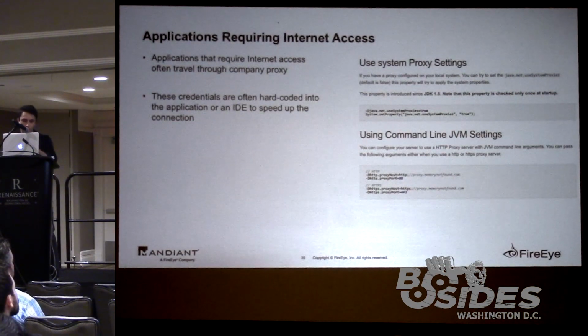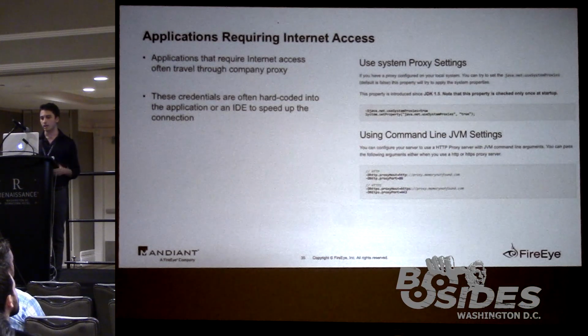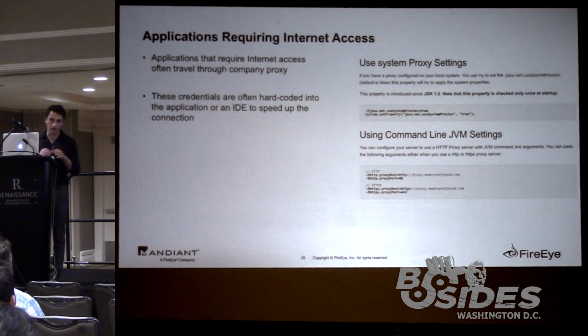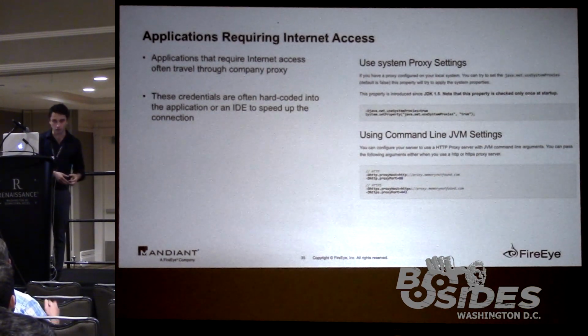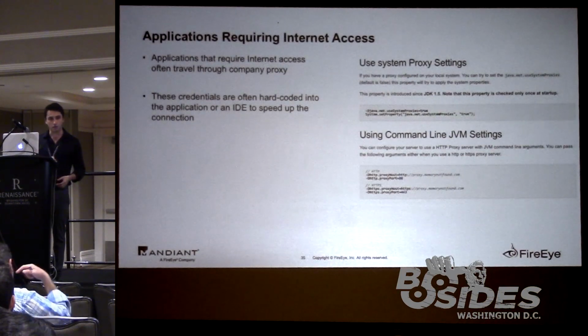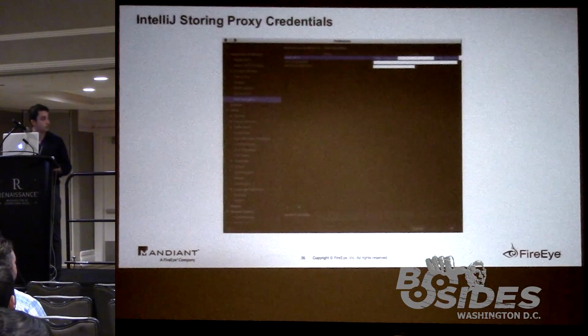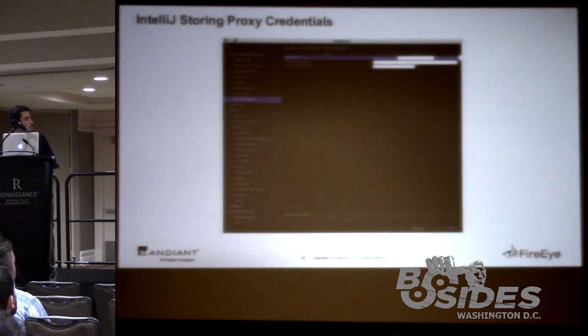So these are a couple of instances on the right. You can use system proxy settings or command line JVM settings to pass in the proxy information. So basically what developers will do is they'll just put the credentials for the proxy in their IDE so that when the application is running, the JVM gets those arguments and it'll just be able to go through that proxy seamlessly.